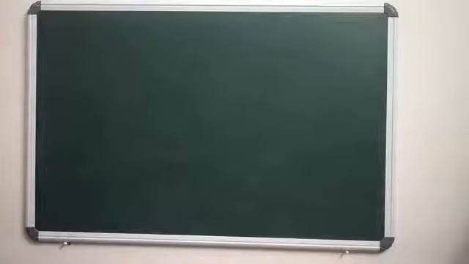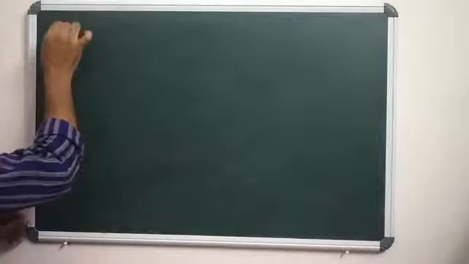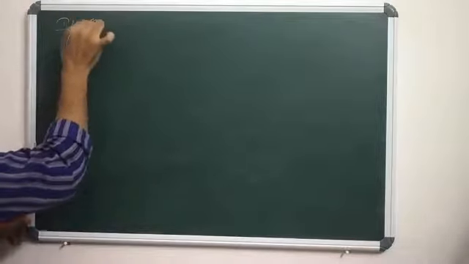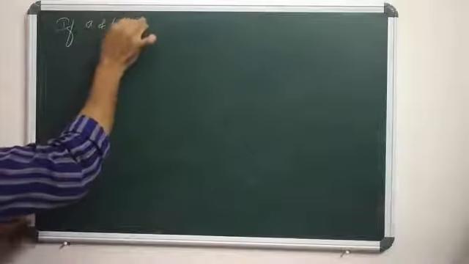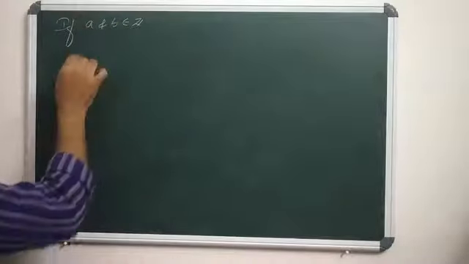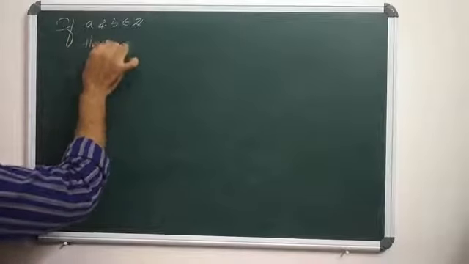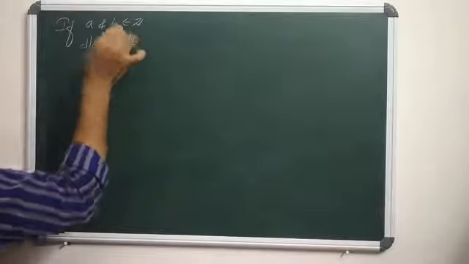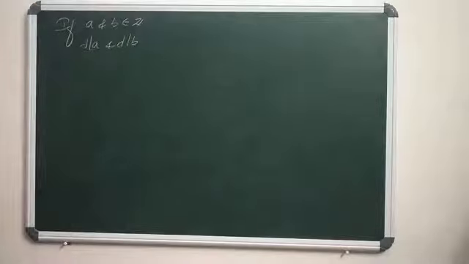If A and B are any two integers, and if D divides both of them, D divides A and D divides B, then D is called a common divisor of A and B. One is a common divisor of every pair of elements.